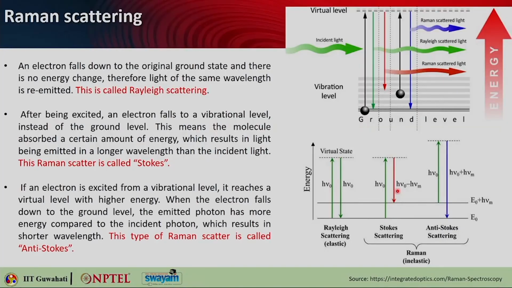The other possibility, as I mentioned, is that the electron was initially in a vibrational state and got excited to an upper, virtual level, and from there it jumped down. In that case, the emitted photon will have a larger energy, meaning shorter wavelength. The blue color corresponds to that. These two cases are called Stokes scattering and anti-Stokes scattering. Both are Raman scattering and both are inelastic scattering, because the momentum is not conserved here.